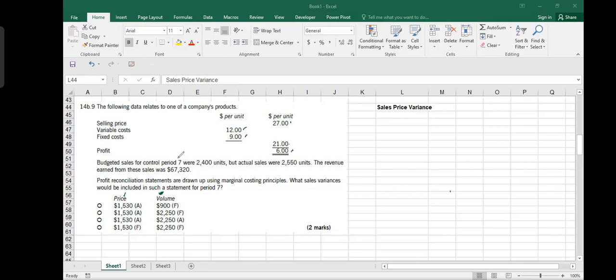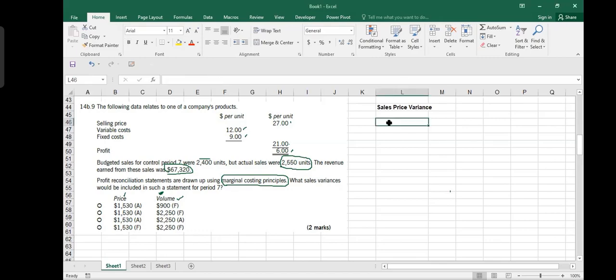Budgeted sales for control period were 2,400 units, but actual sales were 2,550. This number we will use for sales price variance. The revenue earned from these sales was 67,320. Profit reconciliation statement are drawn up using marginal costing principle. This is important, marginal costing principle. We will use sales volume, contribution margin variance. What sales variances would be included?